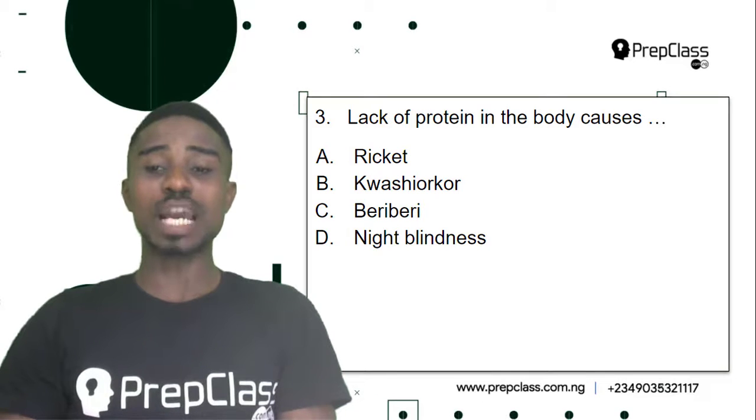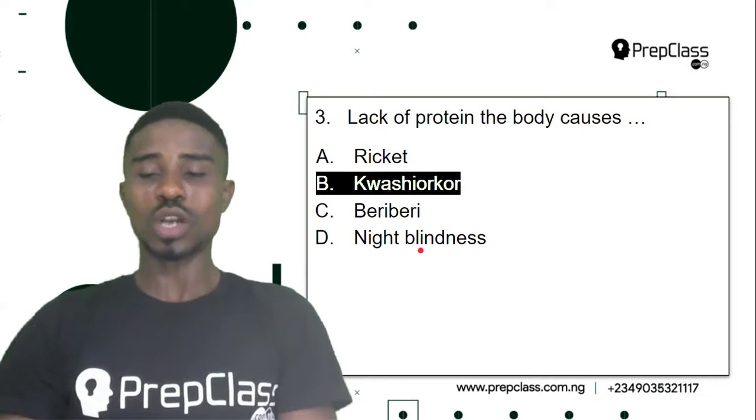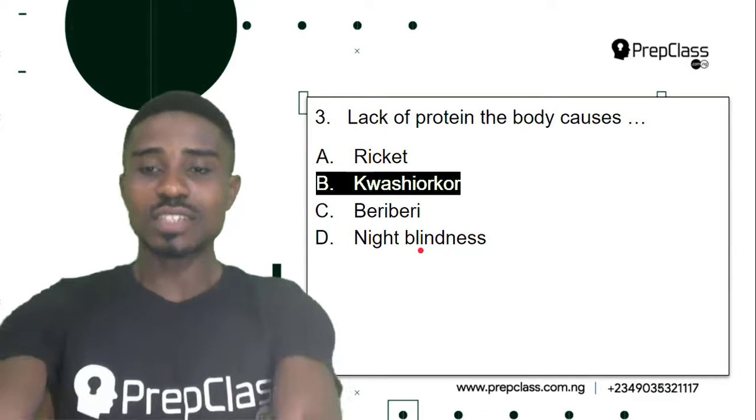And option D, night blindness. Night blindness is caused by lack of vitamin A. So our correct answer is B, Kwashiorkor. Let's check it out. B, Kwashiorkor is our correct answer. Let's look at the next question.